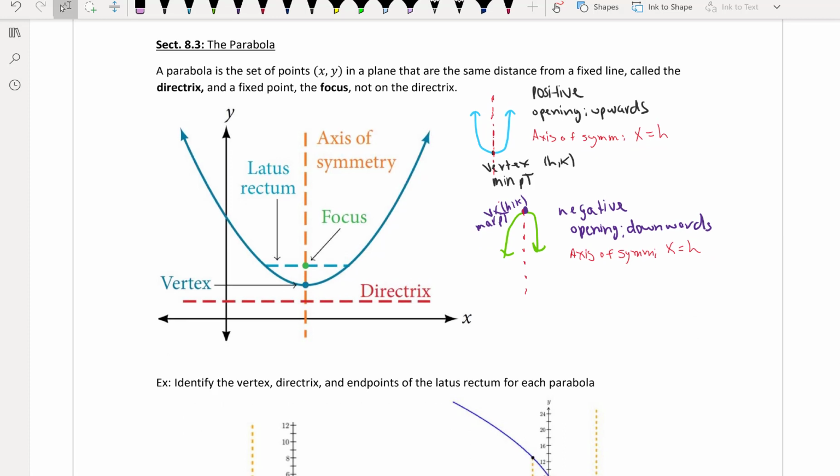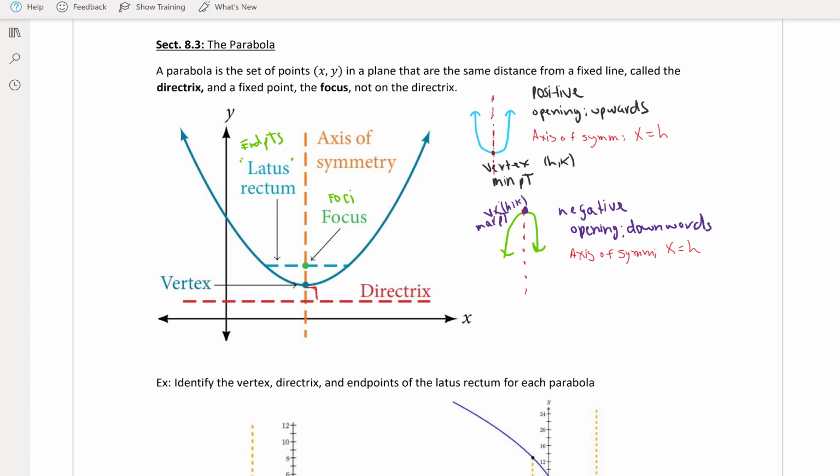Now, the new information in chapter 8 is that we have the focus, and we also have something called the directrix. The directrix is going to be that line that's perpendicular to the axis of symmetry. So notice how the directrix and the axis of symmetry are perpendicular to each other. And you also have something called the foci or the focus. And then also this latus rectum, you can also call them the endpoints. So usually I refer to this as the endpoints, okay?